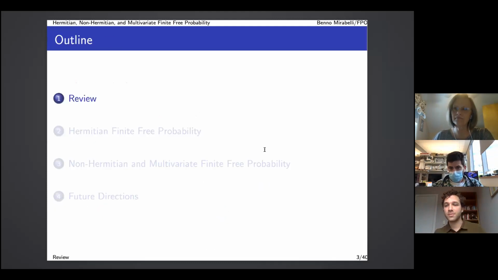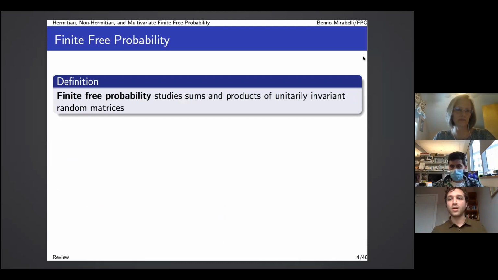All right, so first I'm going to start with a review, mainly of linear algebra, but from a perspective that might help motivate and contextualize finite free probability. So what is finite free probability? Finite free probability studies sums and products of unitarily invariant random matrices.